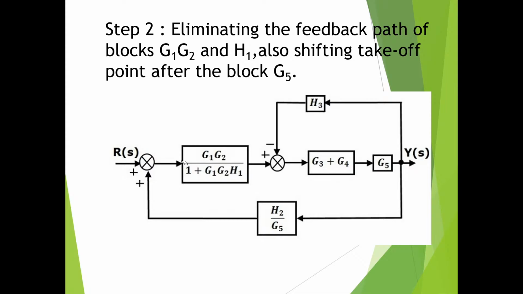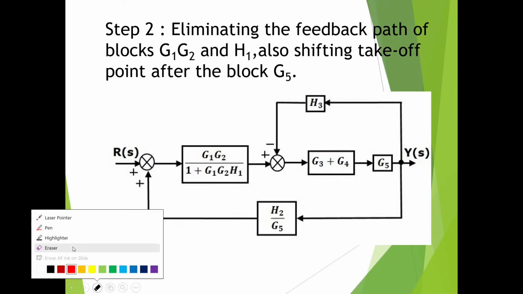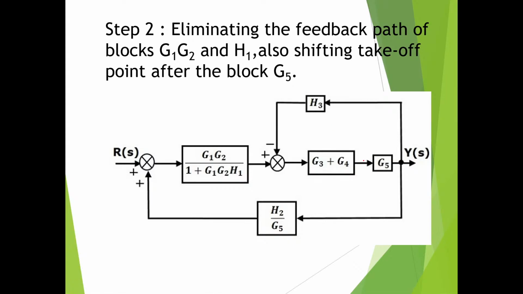So this is the eliminating the feedback path, and I have moved the branch point ahead of G5. And I have multiplied it, isn't it? I simply wrote take off point after the block G5. That's what I have mentioned. So actually, I have done two operations here. I have moved the branch point ahead of the block. I have multiplied the cascade blocks.